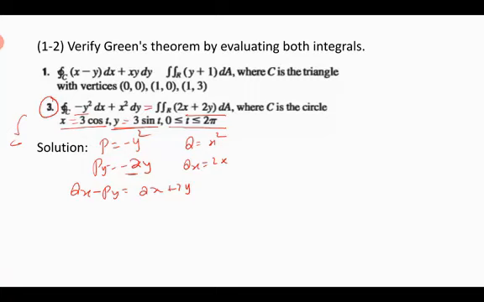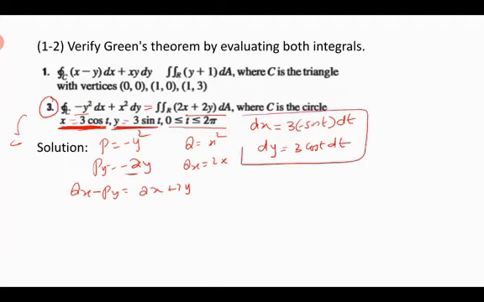Differentiate x. What do you get? dx: x is equal to 3 cosine t. Differentiate it with respect to t: 3, and when you differentiate cosine, it will be negative sine t dt. Therefore, what is dy from the definition of y? Y is equal to 3 sine t, so dy is 3 cosine t dt. Okay, we need this information, right? Because for the left hand side and right hand side, we are converting everything into parametric form.